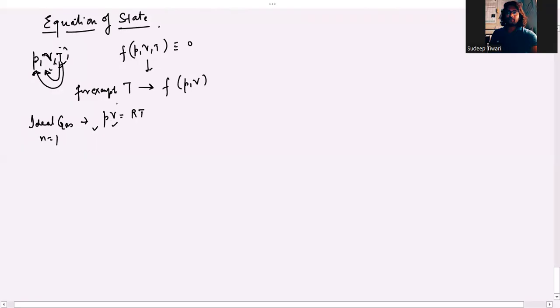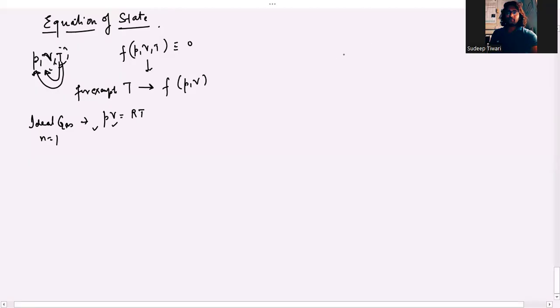Once I know pressure and volume, I know everything about the state of the system. If I want to gauge what the temperature of the system is, I only need to know my pressure and volume. If I know my pressure and volume, I can know the state. Therefore, this is called an equation of state. I will write it here. There are several other equations of state also.